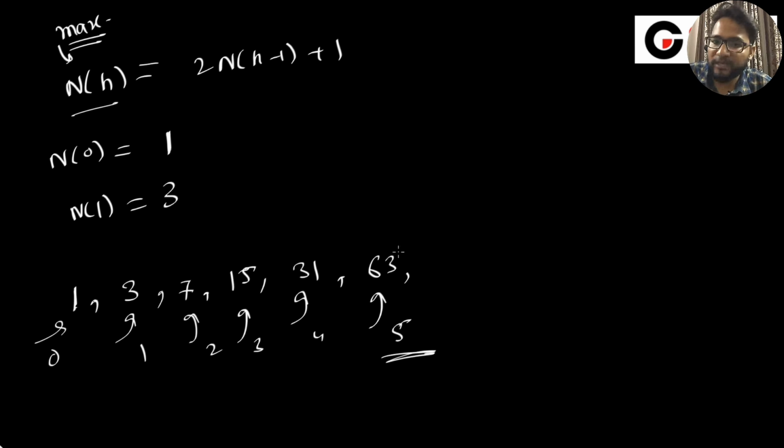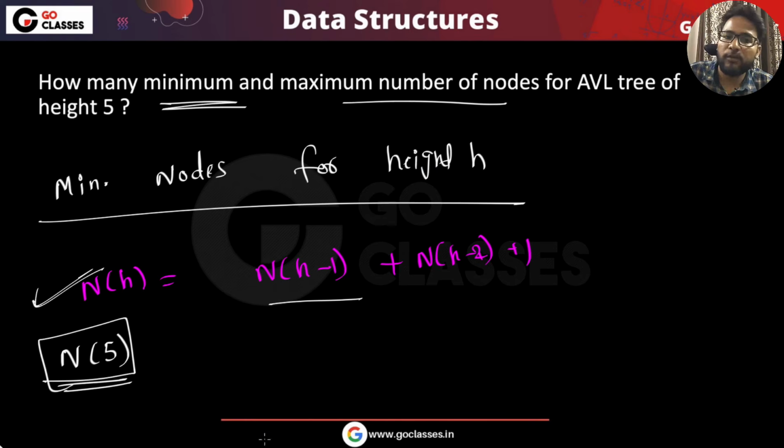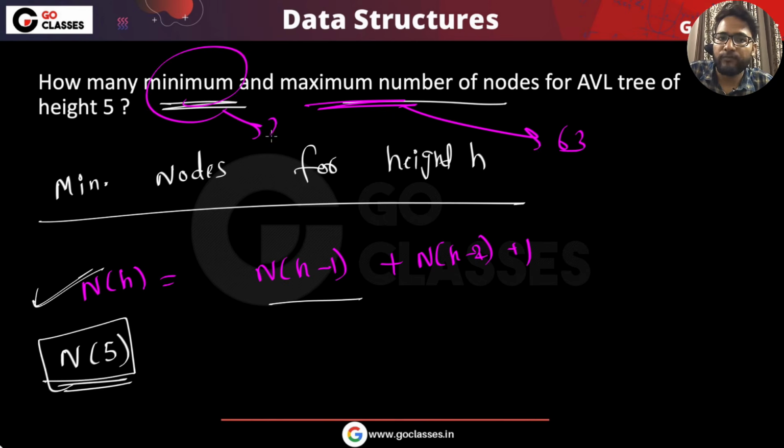So you can say the maximum number of nodes for height 5 is 63, and the minimum number of nodes is 20. Okay, so just by using 20 nodes you can have an AVL tree, but if you want a perfect tree, you will have 63 nodes.